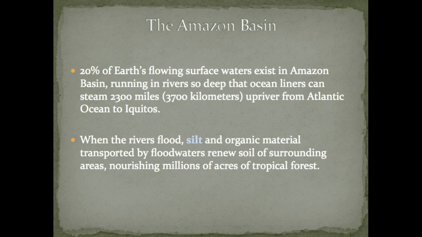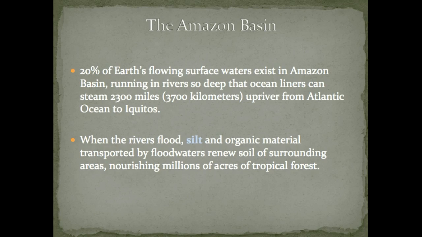The Amazon has 20% of the Earth's flowing surface waters. It's the largest percent in any one area, running in rivers so deep that ocean liners can travel more than 2,000 miles upriver from the Atlantic Ocean to Iquitos in Peru. It's a phenomenal distance, the farthest inland distance of any river in the world that an ocean liner can travel.